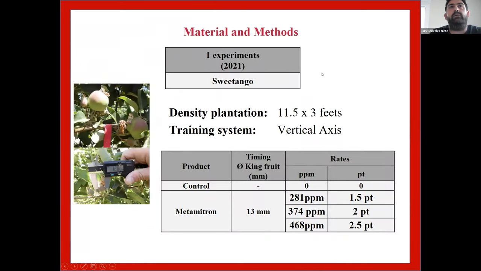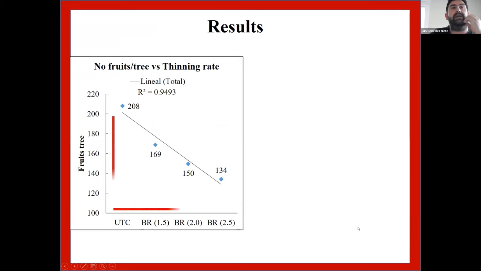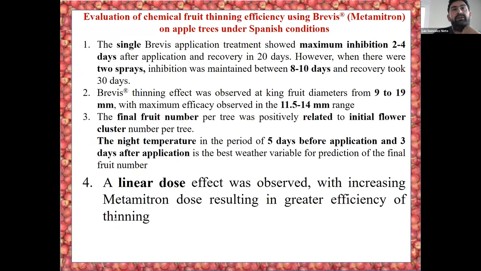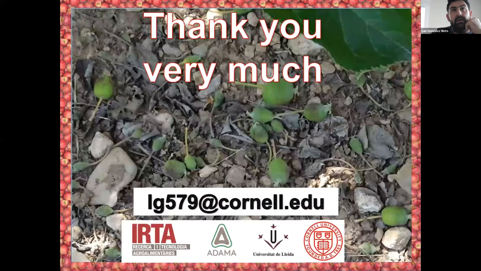And the second experiment was in 2021 in Sweet Tango. We applied rates between 1.5 pints and 2.5 pints, and the result is the same. This is the number of fruits per tree. When you increase the rate, the number of fruits is lower, and the fruit set shows the same result. At the end, we have a linear dose effect with this product: when the rate increases, the efficiency is higher. The last conclusion: a linear dose effect was observed with increased metamitron dose, resulting in greater thinning efficiency. This is all.